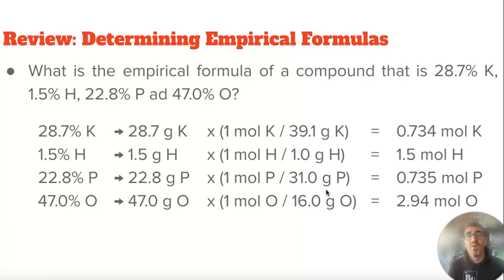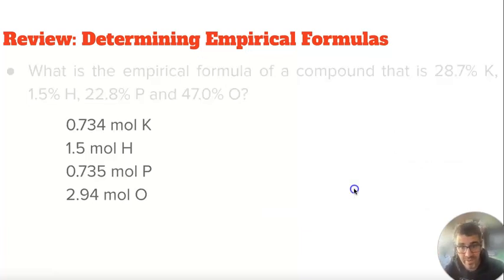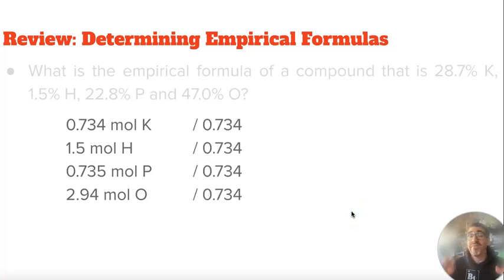Where a lot of people make a mistake is assuming that these values are the initial subscripts, but they are not. They are just the mole values of those elements. What we need to do next is actually divide each of those by the smallest molar amount to get a ratio. And in this case, 0.734 is the smallest, so when I divide all of those numerical values by that value, fingers crossed, hopefully I get something close to a whole number. And I pretty much do. 1, approximately 2, 1, and 4.